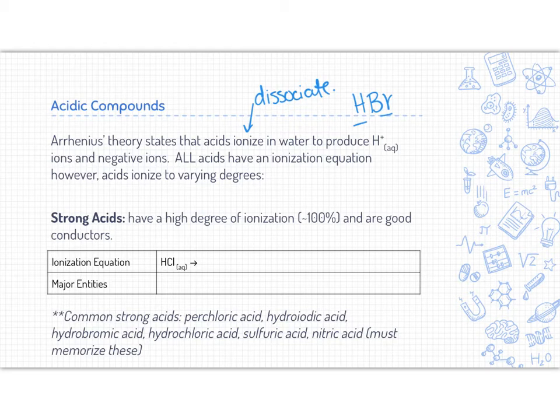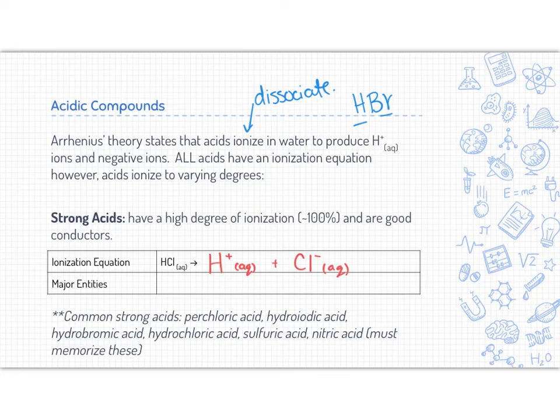However, acids ionize to various different degrees. Strong acids have a very high degree of ionization. A strong acid breaks apart basically 100% in water. So that means that of all the HCl molecules I put into water, absolutely all of them basically will break up into their ions. This will be a little bit different for weak acids, so hang in there.